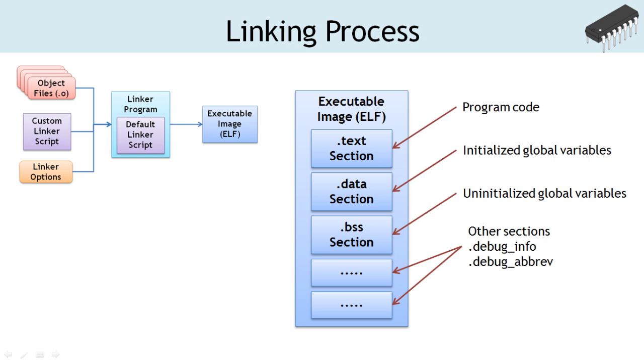The .text section contains the executable code. The .data section contains the global variables which are initialized, and the .bss section contains the global variables which are not initialized by the programmer. The .data and the .bss sections may be absent if the program does not use global variables. You can examine these sections in the disassembly file generated during the compilation process.